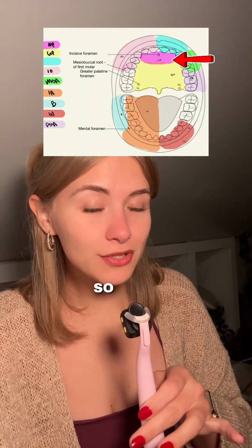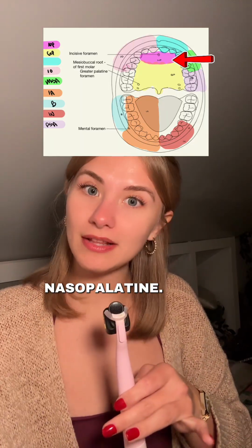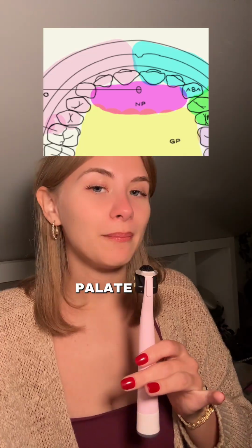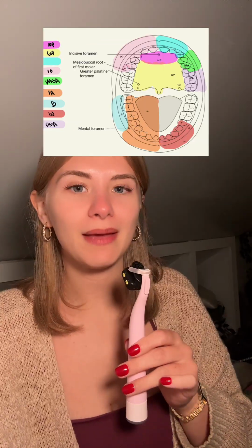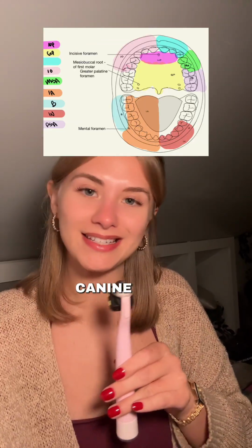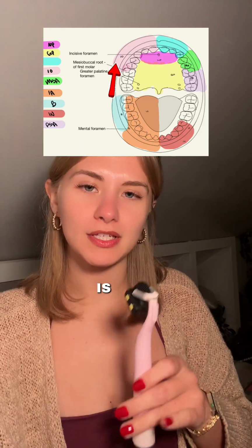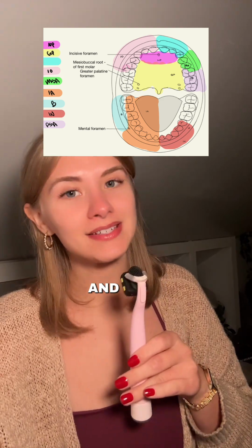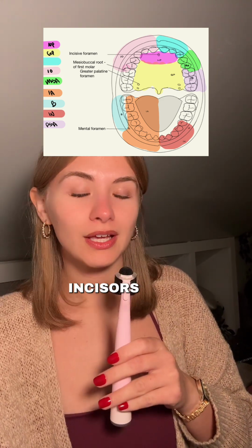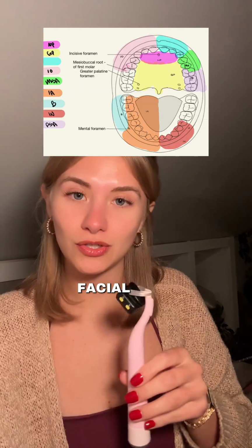That leaves the palate, so then you need an NP, a nasopalatine, and that gets the palate or lingual of the maxillary anterior incisors, canine to canine. Sometimes what also happens is we do an IO, an infraorbital. This is a combination of an ASA and MSA. This numbs the incisors and premolars, plus the facial soft tissue.